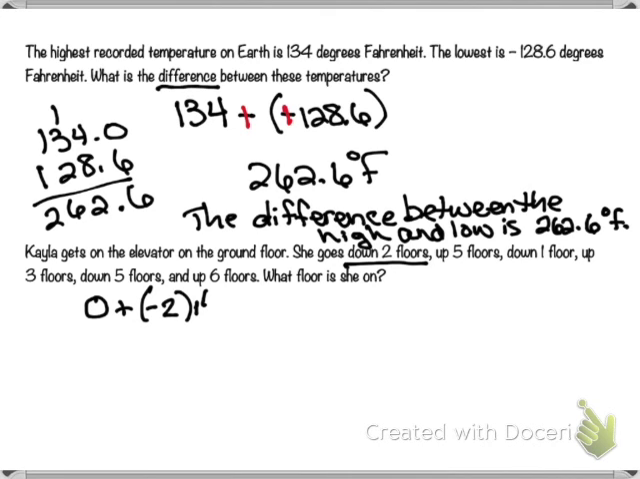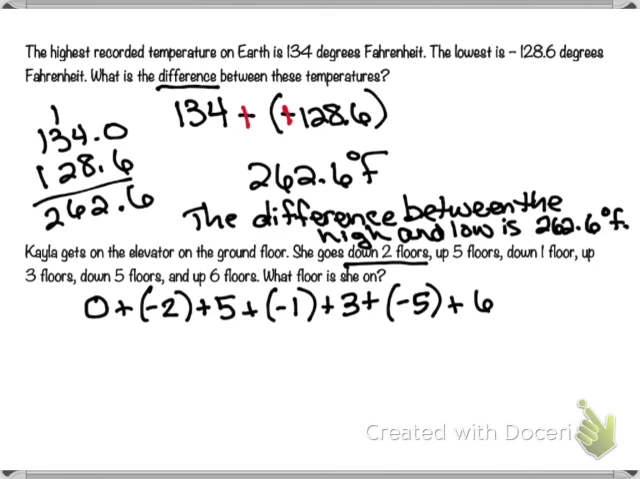Plus up 5 floors. And then she goes down 1 floor. And then she goes up 3 floors. And then she goes down 5 floors. And then up 6 floors. What floor is she on?